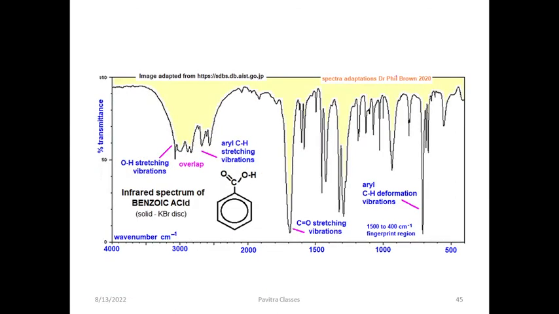Another one. This is the benzoic acid structure. This is the IR graph. Then the interpreted spectrum of benzoic acid in a KBr disc. The OH stretching vibration you can see here, which is overlapped because of the KBr. Aryl CH stretching vibrations you can see here, because it is aromatic CH stretching. You can see the peak numbers also through the stretching. C double bond O stretching vibration.